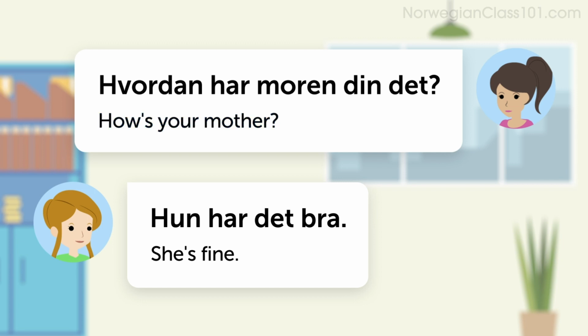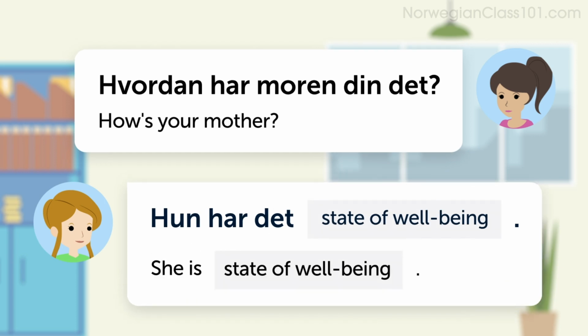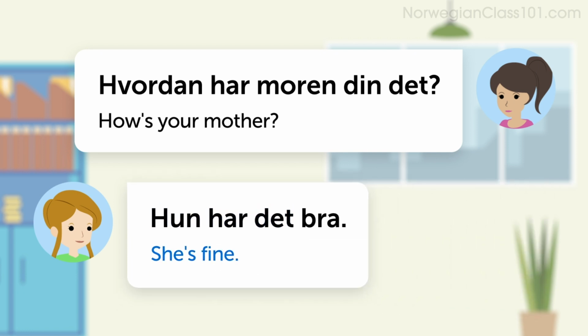Now, how do you answer this question? The pattern is, Hun har det, state of well-being. This Norwegian sentence literally means, she has it, state of well-being, but it translates as, she is, state of well-being in English. For example, she's fine. Hun har det bra.